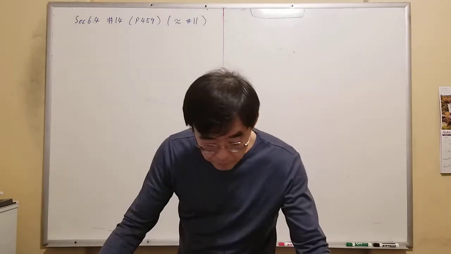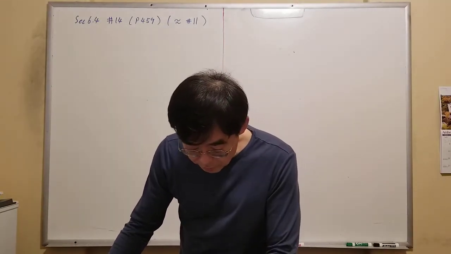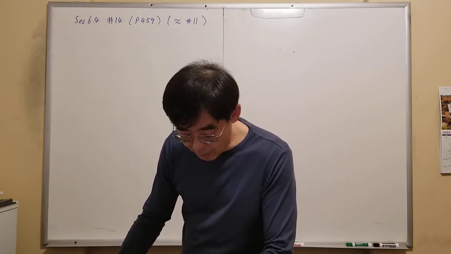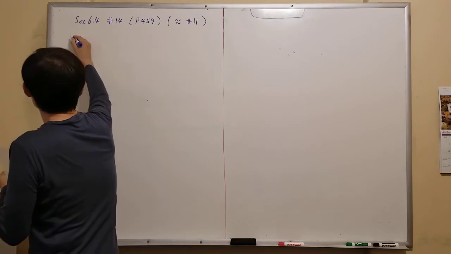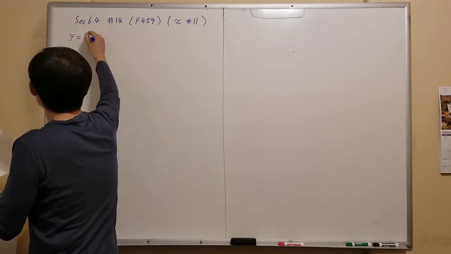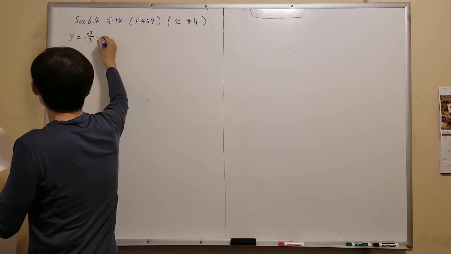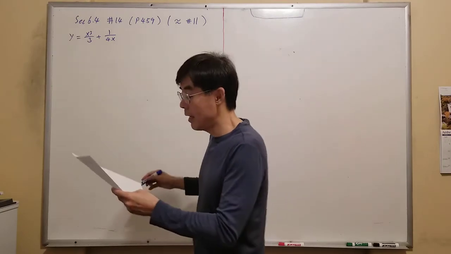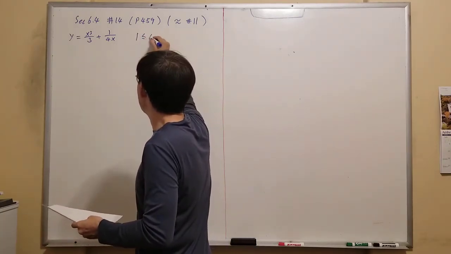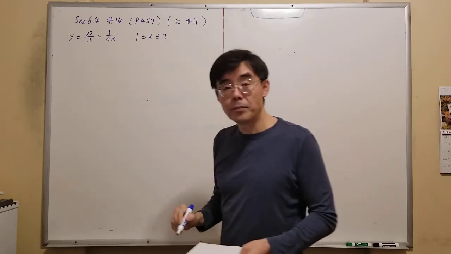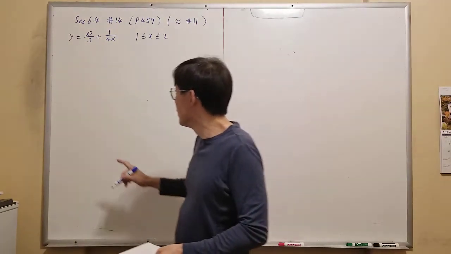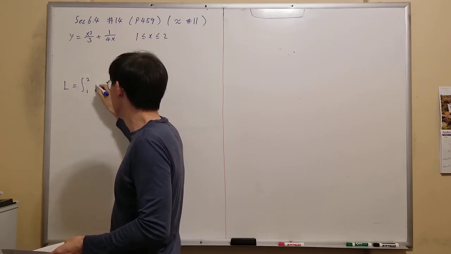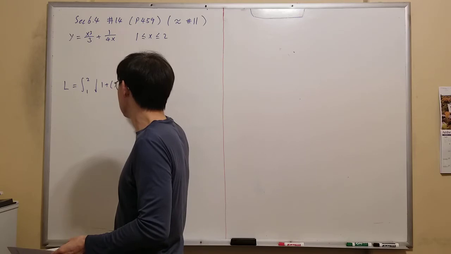Okay, so here the problem asks you to find the exact arc length of the graph of y equals x to the third over 3 plus 1 over 4x, right? And your x is between 1 and 2. So your arc length is obtained by doing this, 1 plus y prime squared.